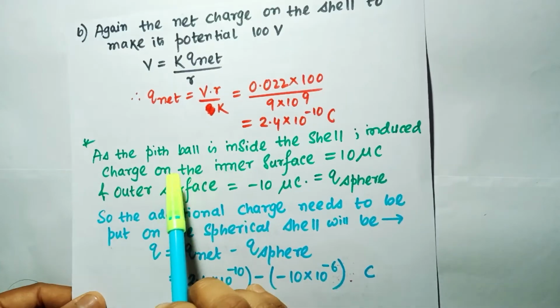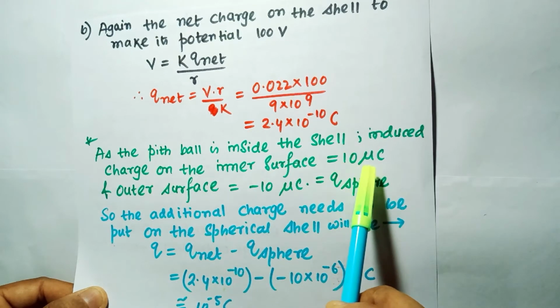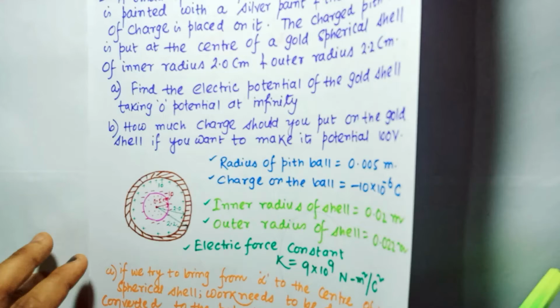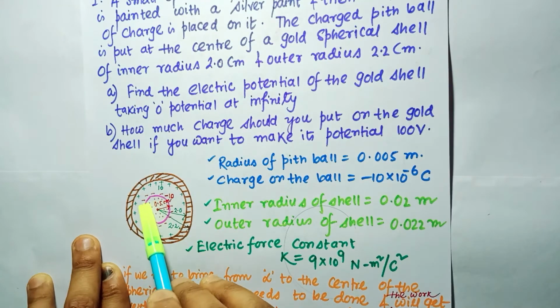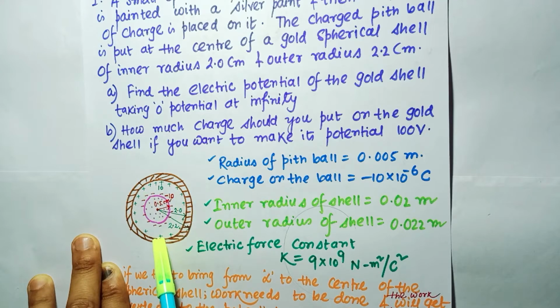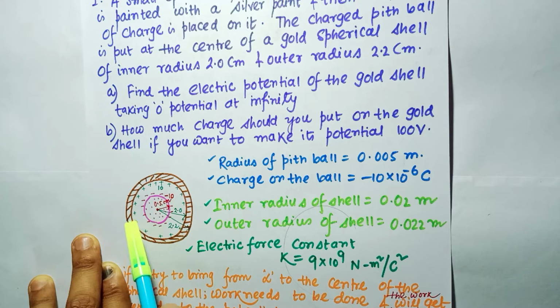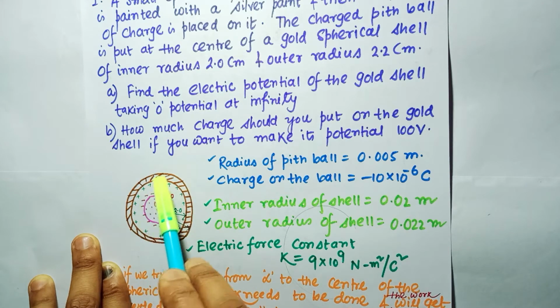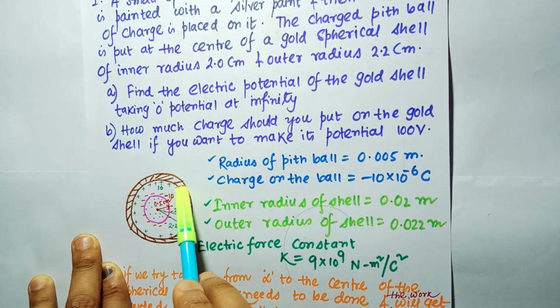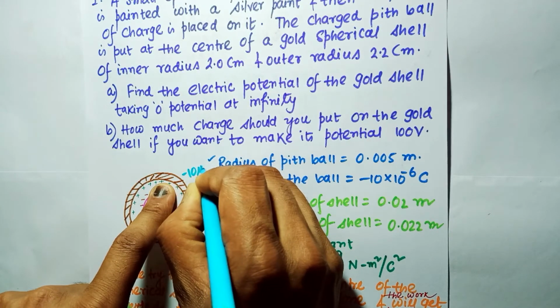But as the pith ball is inside the shell, the induced charge on the inner surface will be 10 microcoulomb, because I have discussed in my previous video that if I put some charge inside, the inner surface of the shell will get oppositely charged. So here on the pith ball there is minus 10 microcoulomb. So in the inner surface of the spherical shell there will be plus 10 microcoulomb, and to make the spherical shell neutral, the outer surface of the spherical shell will be minus 10 microcoulomb.